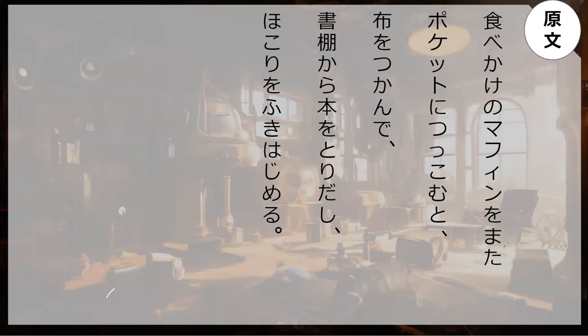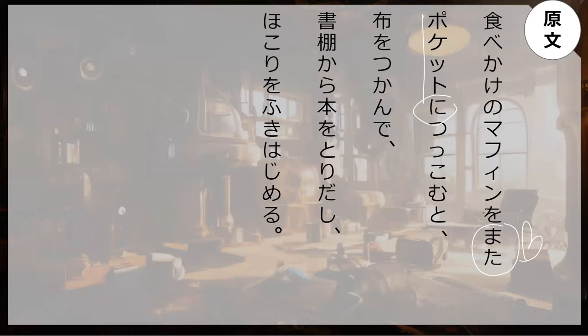Tabekake no muffin wo mata poketto ni tsukomu to. Nuno wo tsukande, shodana kara hon o toridashi. Hokori o fuki hachimeru. I thrust the half-eaten muffin mata poketto ni. Mata here meaning once again, right? Right. Once again. Into the pocket.